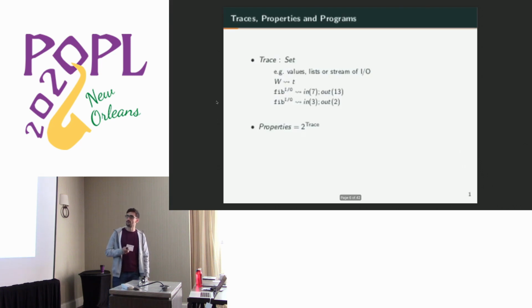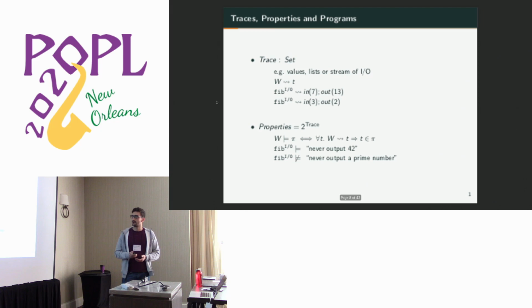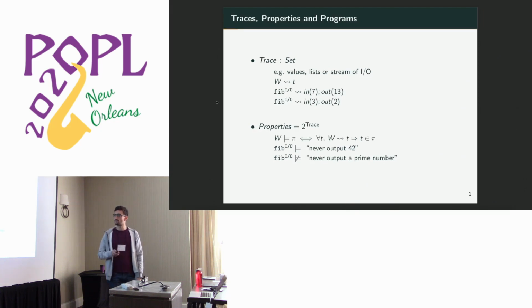Of course, you want to reason about your programs, and we will do it by using predicates over traces, or sets of traces, that we call trace properties. We say that a program satisfies a trace property if and only if whenever it can produce a trace, then the trace is in the property. And fib.io, for instance, will satisfy never output 42, but violates never output a prime number.